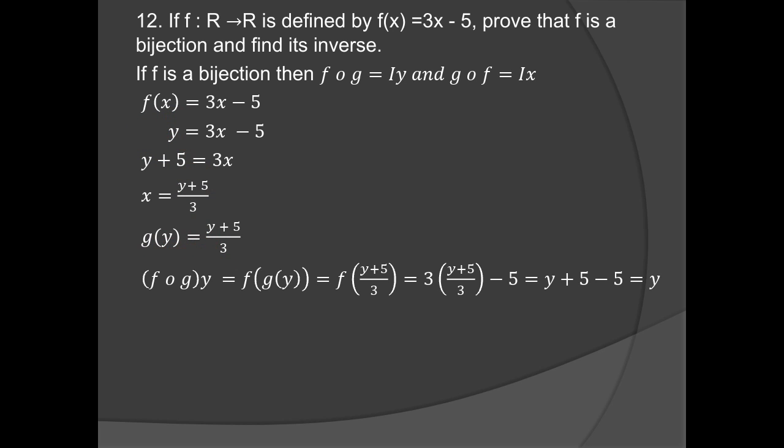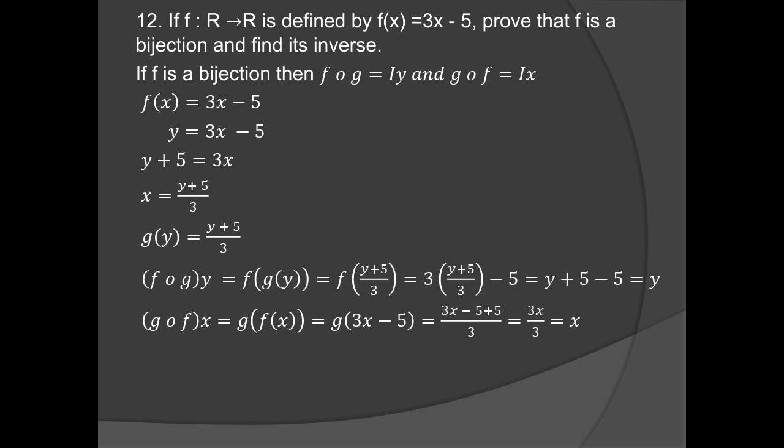Now we have to find the composition function, which is f of g into y, which is f of g of y, which is equal to f of, so g of y is what? This value, which is written inside. Now f of x is 3x minus 5, so in the place of x, I have to substitute this value. So it is 3 into y plus 5 by 3 minus 5. This 3 and 3 cancel. So I have got y plus 5 minus 5, 5 and 5 cancel, it is y.